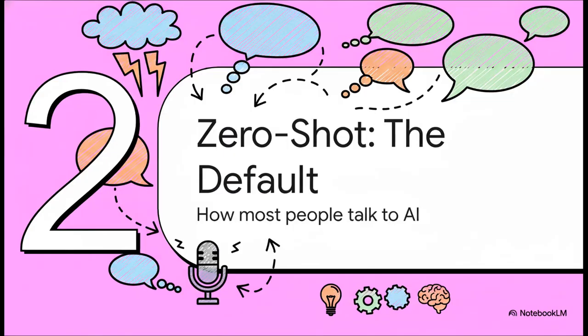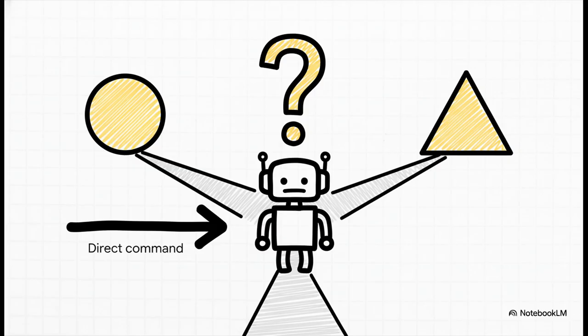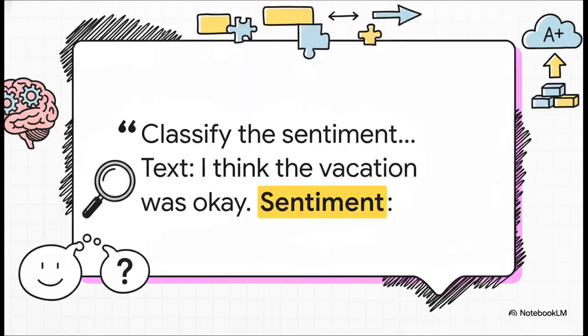Okay, let's start with the default setting, the way most of us talk to AI every single day. It's called zero-shot prompting. And yeah, it's pretty much what it sounds like. You give a direct order with, you guessed it, zero examples. Now, for simple stuff, this works just fine. But for anything a little more complex, you're basically asking the AI to read your mind, to guess what you really want.